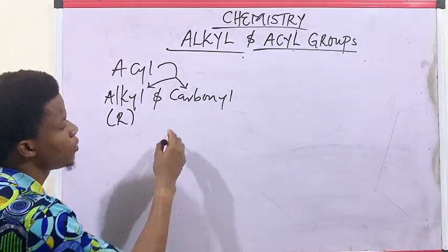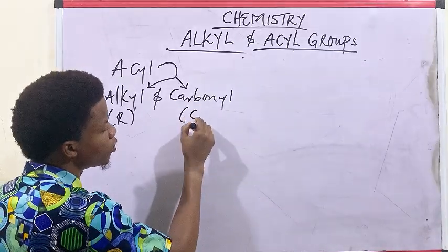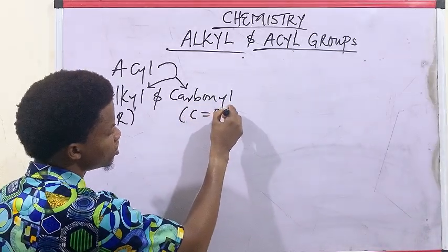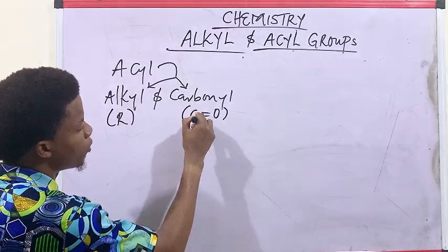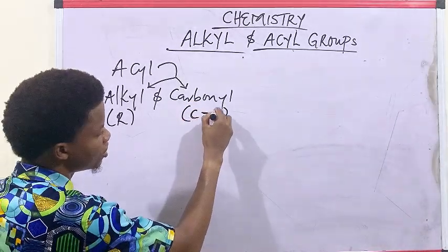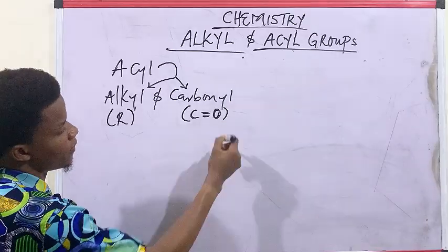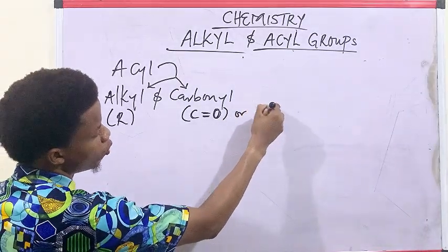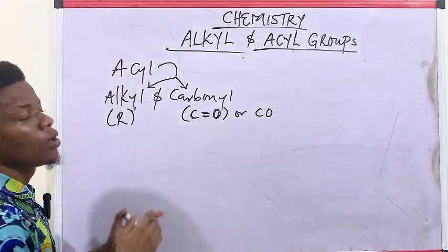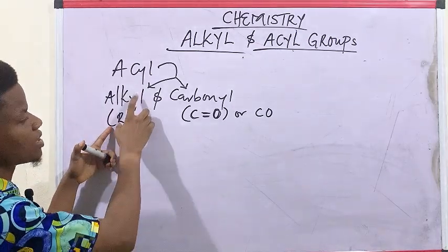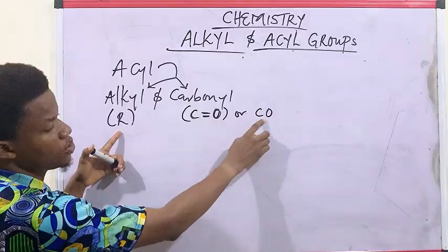Now what is a carbonyl group? A carbonyl group is carbon doubly bonded to oxygen. That's a carbonyl group, all right? Carbon doubly bonded to oxygen, or you can simplify it and just write it as CO. So understanding this alkyl and carbonyl CO.